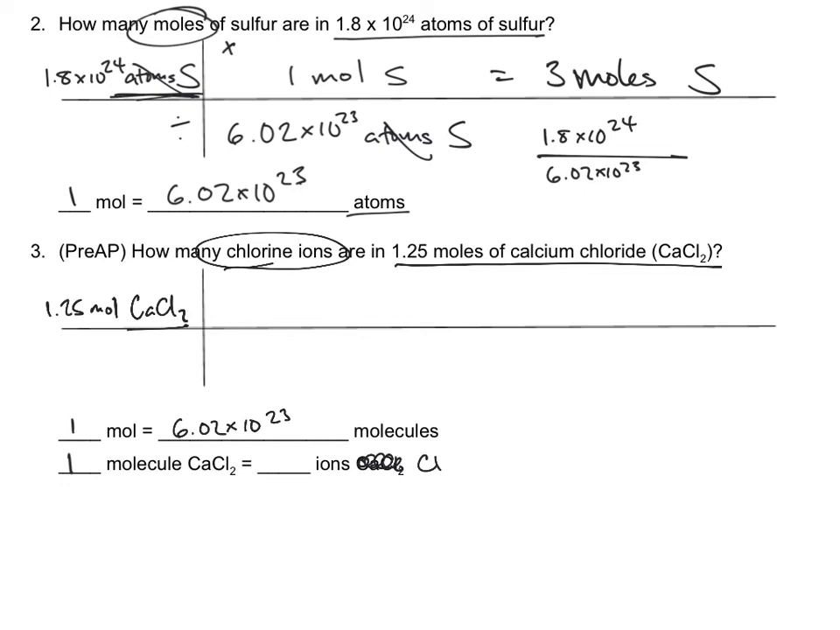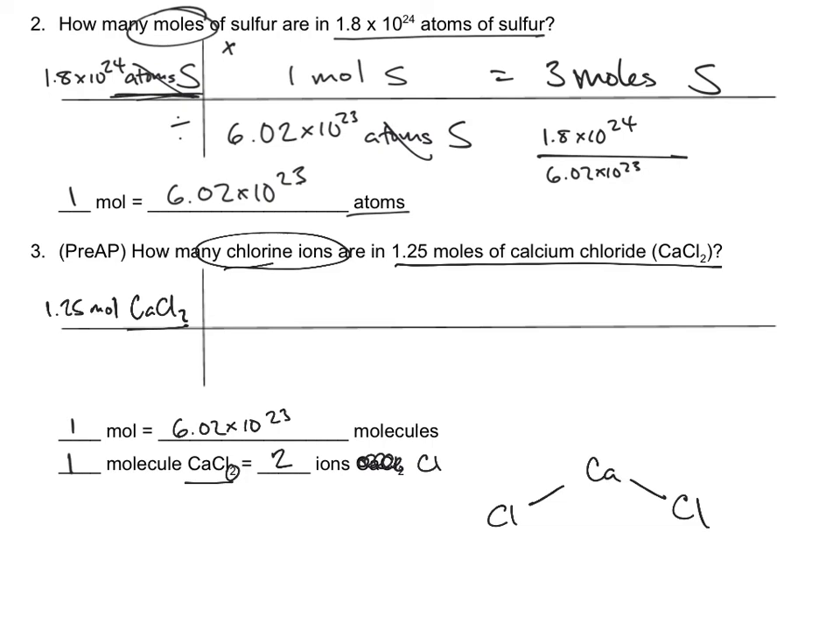Now 1 molecule of CaCl2 looks like this. CaCl2. No, this is not a correct Lewis structure. Also, it wouldn't have a Lewis structure because it's an ionic compound. But you'd have calcium bonded to 2 chlorines. So for every molecule of CaCl2, you've got 2 chlorine ions.